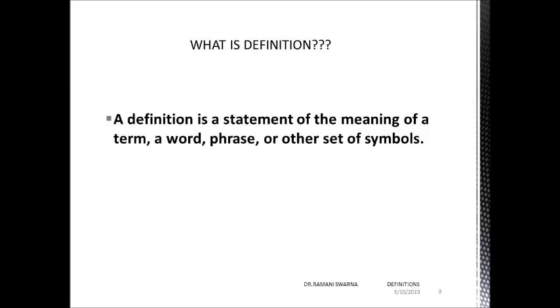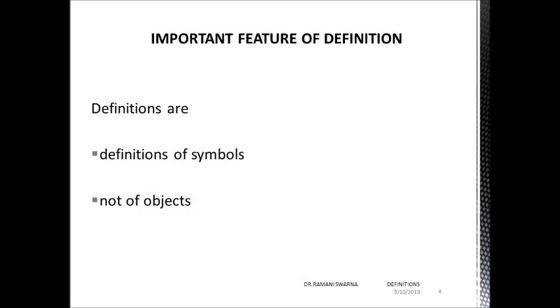The definition has been given as a statement of the meaning of a term, a word, phrase or other set of symbols. The underlining aspect here is the meaning of a term, a word. So it's not just a term, it can be a word, a phrase, a clause or other set of symbols. When I say symbols, these are the literal or alphabets, the linguistic symbols. So definition belongs to the domain of what we call the language aspect.